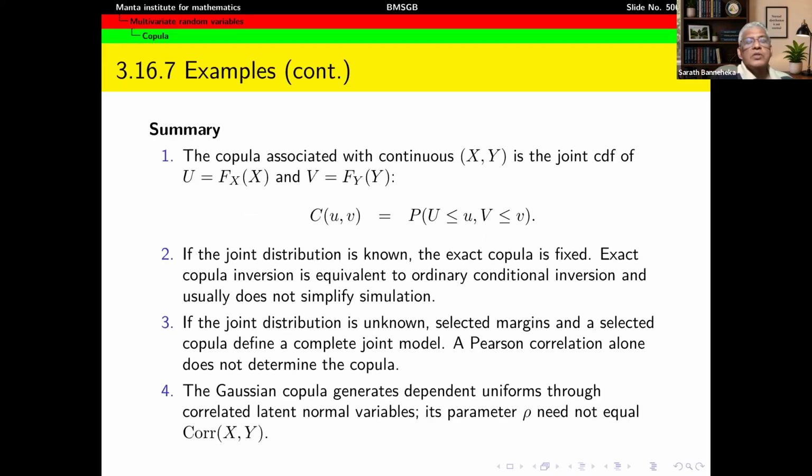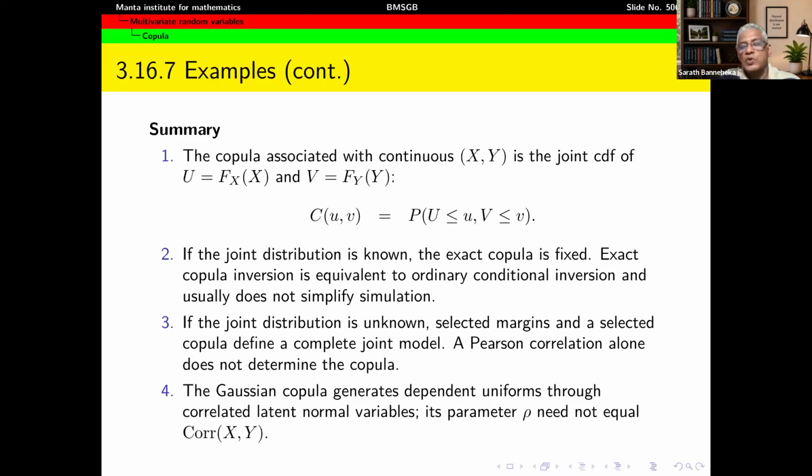So if I look at the summary of the examples that we looked at, we can say the following. The copula associated with continuous X, Y is the joint CDF of U and V, where U is defined as F_X(X) and V is defined as F_Y(Y). Then the unique copula is equal to the joint cumulative distribution function of this U and this V that we saw at the beginning of the lecture.